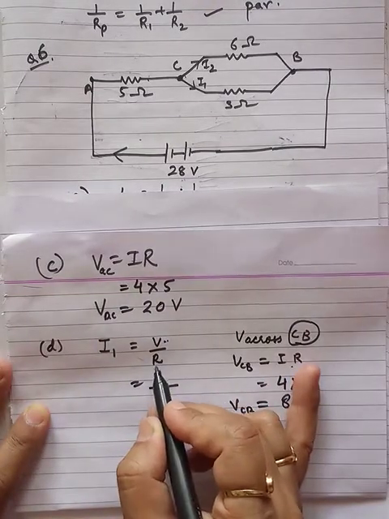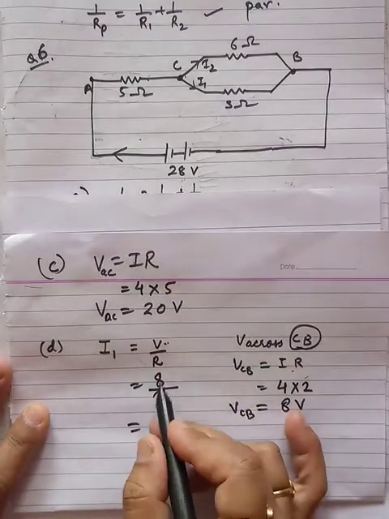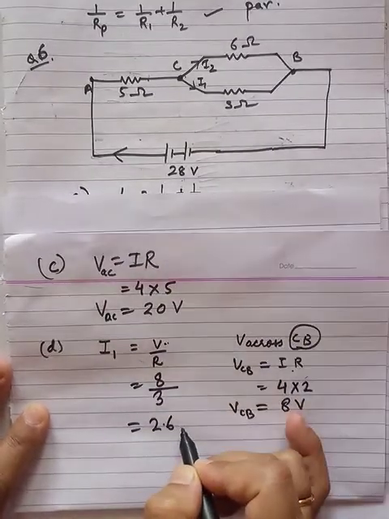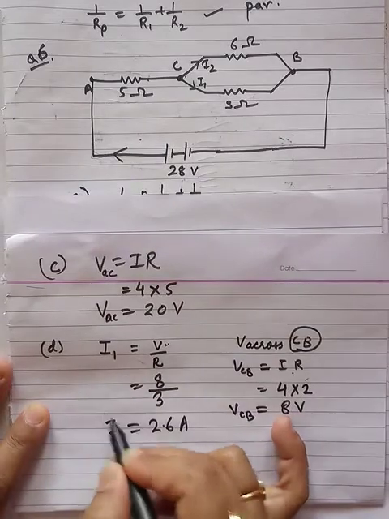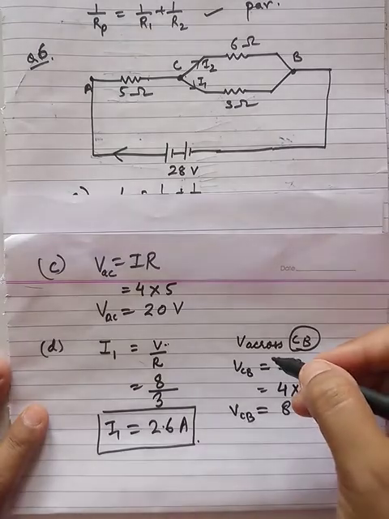And what is R? R was 3. So it will be 8 by 3. That means it is 2.6 ampere. So I1 is actually 2.6 ampere. Right?